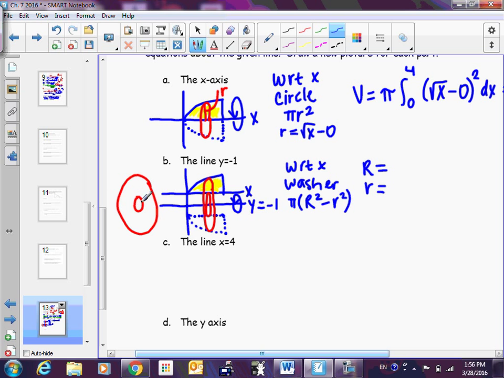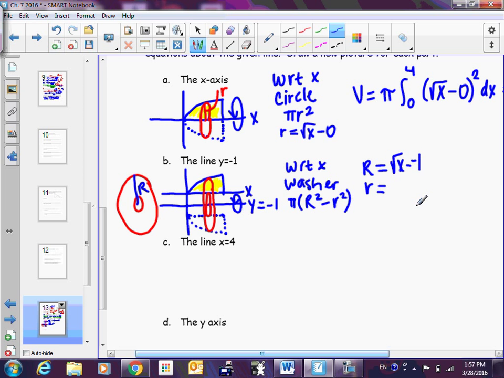Okay, big R is going to be from the center all the way to the outer edge. So where's the center of this washer? It's on the line of rotation. So you need to use that -1. So see how the top edge is root x? And we're going to go minus, not 0. We're going to go to the line of rotation, -1.